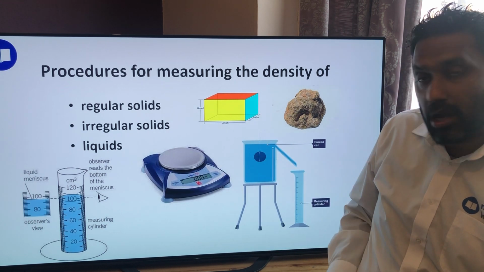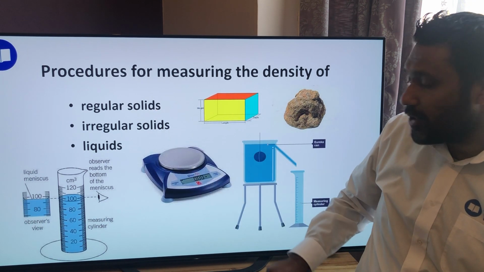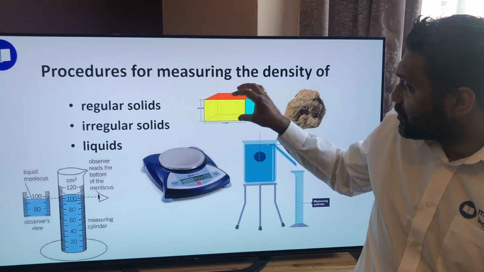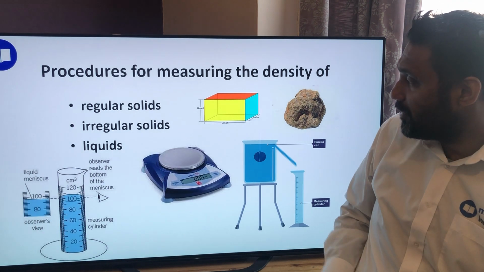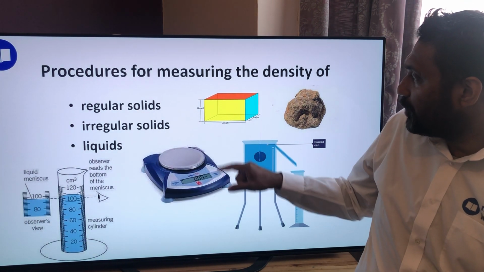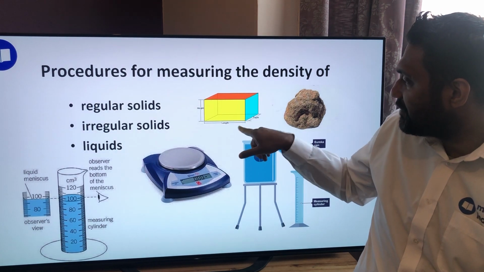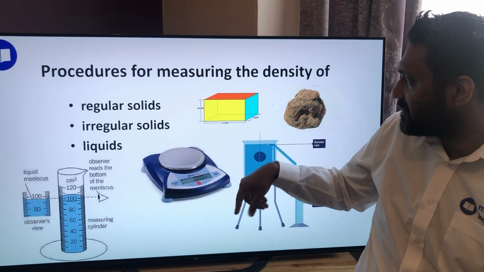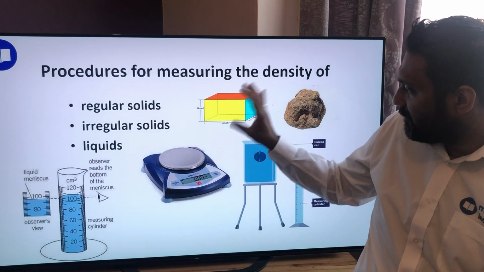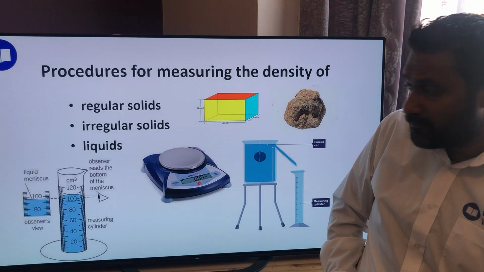So for my regular object, for the first practical, you need to be able to write the methods for these practicals. So solid, you weigh it on a scale. Measure the mass in grams or kilograms. The volume, you get a ruler and you measure the length times the depth or the width times the height. Multiply those together, that will give you the volume of that. Mass divided by the volume will give you your density.